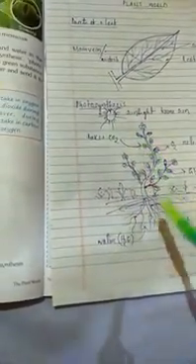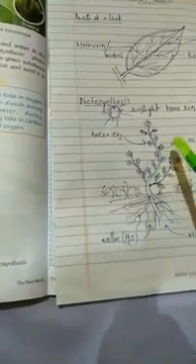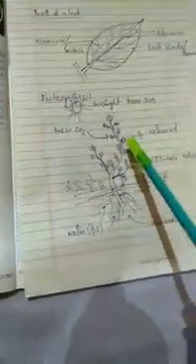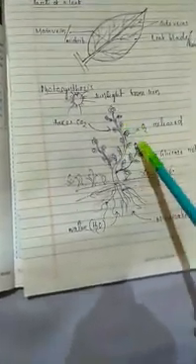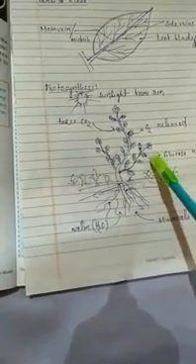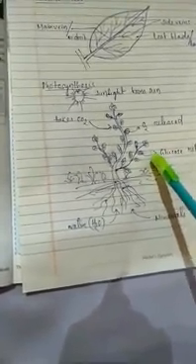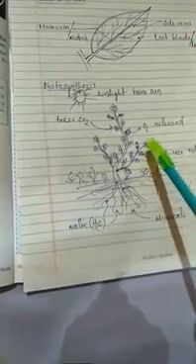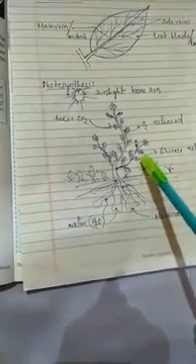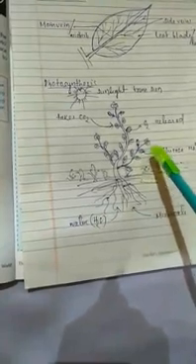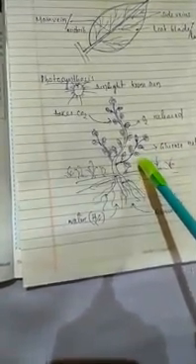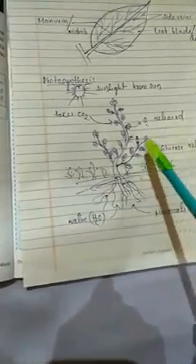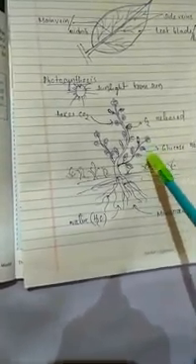Now carbon dioxide and water combine in the presence of sunlight and chlorophyll to form food in the form of glucose. Plants use this glucose as food, and also store a part of it in the form of starch.